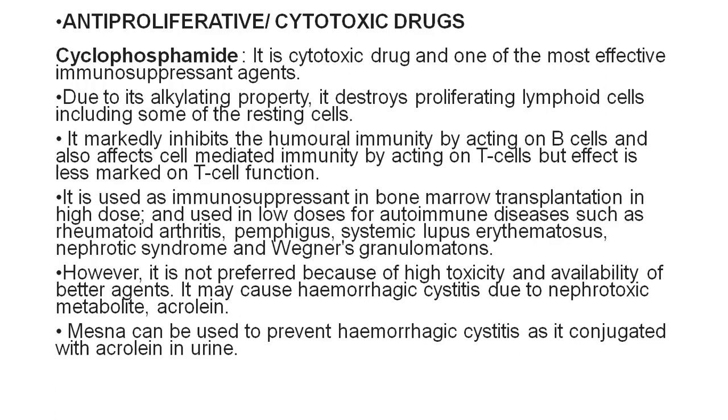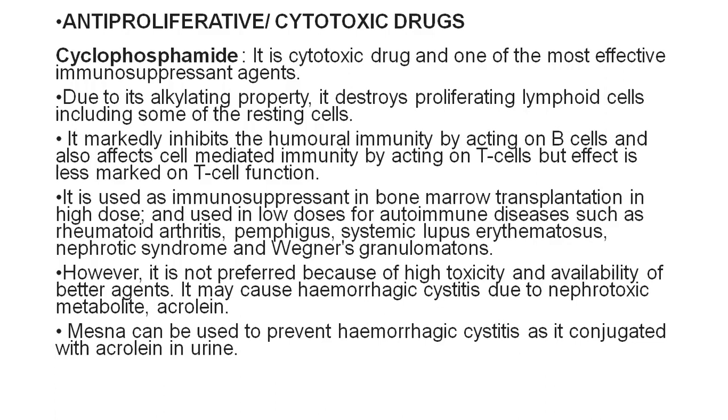Because it has less effect on T cells, it is used in low doses for autoimmune diseases, and also for humoral immunity. It also acts on B cells, so it can be used for bone marrow transplantation also. However, it is not preferred in high doses because it has high toxicity and other better agents are available. It may cause hemorrhagic cystitis due to the nephrotoxic metabolite acrolein.